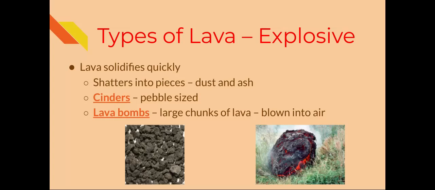The different types of lava that can be the result of explosive eruptions include cinders, lava bombs, and ash and dust. And this is because the lava is going to solidify quickly. So cinders are pebble size, and lava bombs are large chunks of lava. They actually can be the size of a car, and they're blown up into the air.